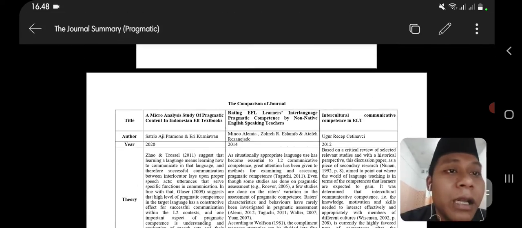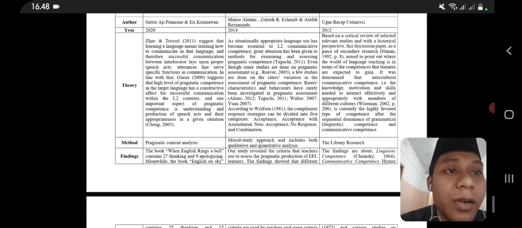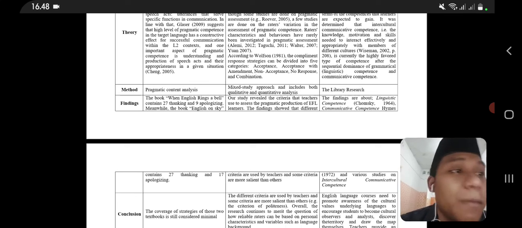And here there are five complements that can be included in this assessment. There are acceptance, acceptance with amendment, non-acceptance, non-response, and the last one is combinations. And then the method here uses a mixed study approach and includes both qualitative and quantitative analysis.